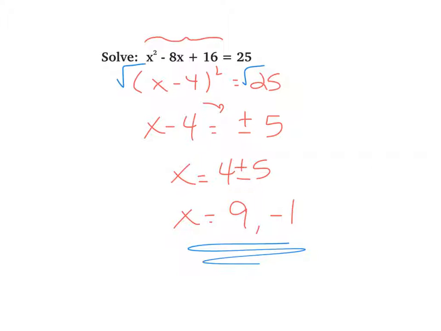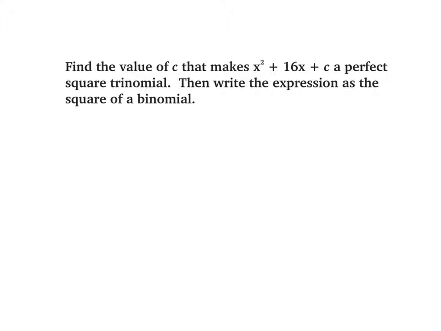Now, what we're going to do today is, even when you can't factor that left-hand side, we're going to fix it to where you can. That process is called completing the square. This next line says find the value of c that makes this trinomial a perfect square trinomial, then write the expression as the square of a binomial.